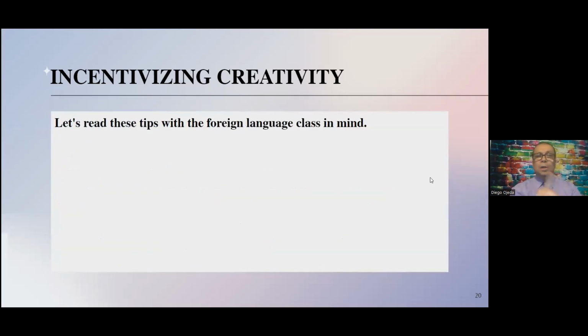Okay, we're almost done. So let's read these tips that I was sharing with you with the world language or foreign language class in mind. So read, research, join professional communities.